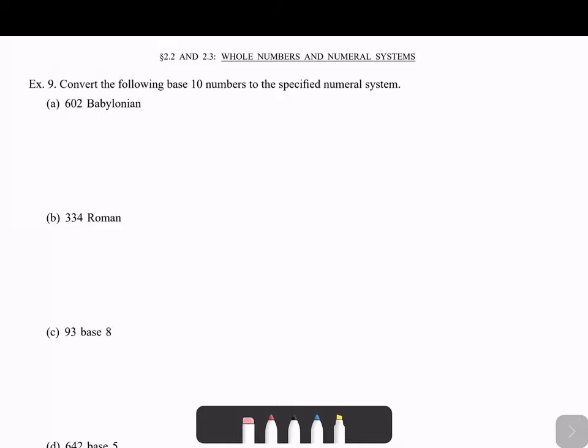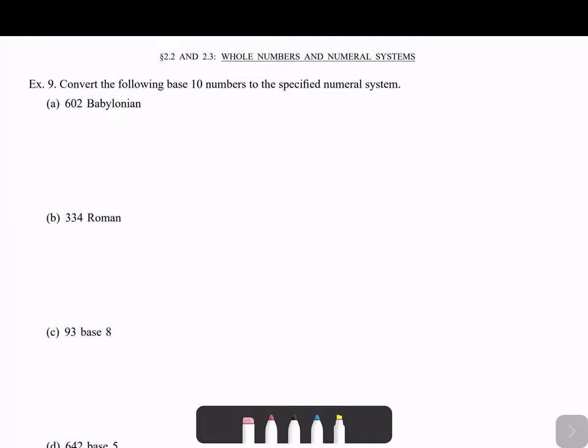So the first one we're going to look at is 602 in the Babylonian number system. Remember that the Babylonian number system was the one that was base 60. They had 59 different symbols to denote 1 through 59. And we want to denote 602.